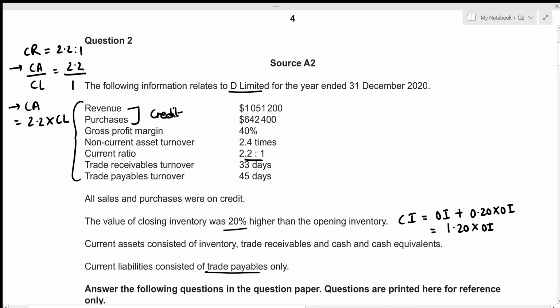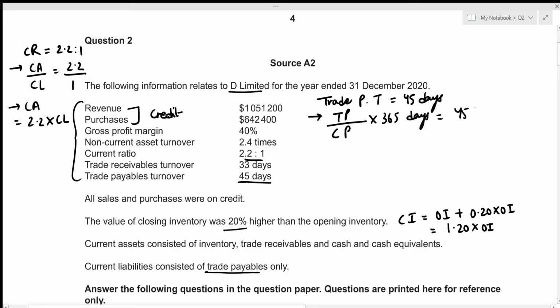So we can figure out our trade payables from trade payables turnover. I'm just going to write it here. Trade payables turnover is 45 days. And we know that the formula for trade payables turnover is just the trade payables divided by our credit purchases times 365 days. That will be equal to 45 days. Now we need to figure out our trade payables because the credit purchases are given right here. These purchases are all on credit, so this amounts to 642,400.